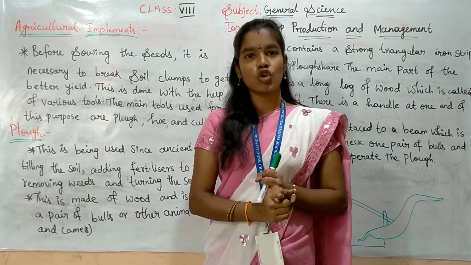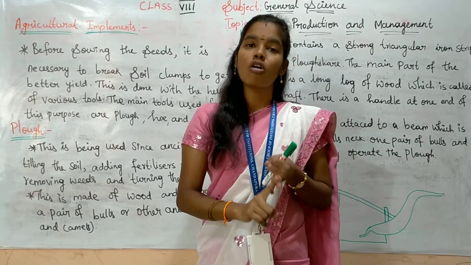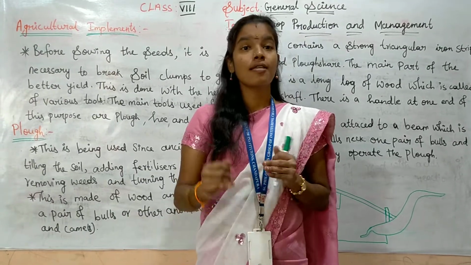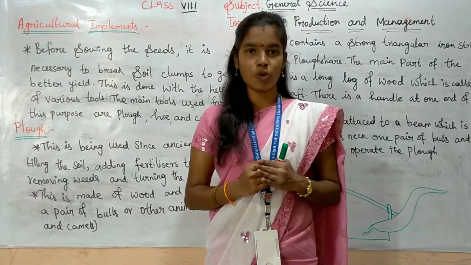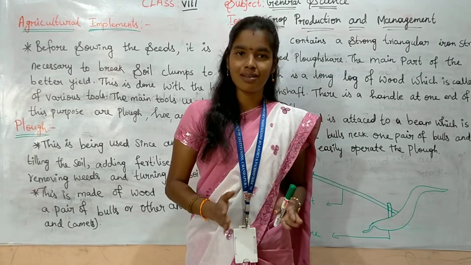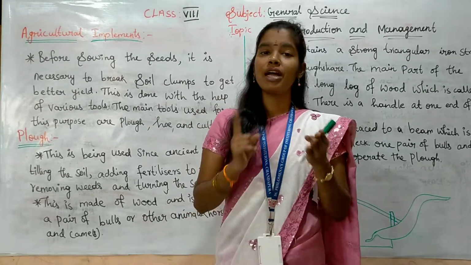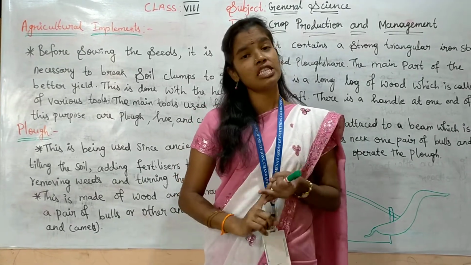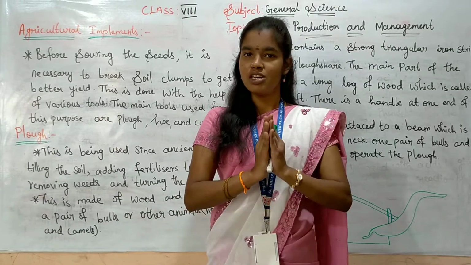Second one is cash crops. Sugarcane, cotton, jute, all those come under cash crops. Third one is plantation crops. Coffee, tea, coconut, all those crops come under plantation crops. And the fourth one is horticulture crops. Fruits and vegetables come under horticulture crops.